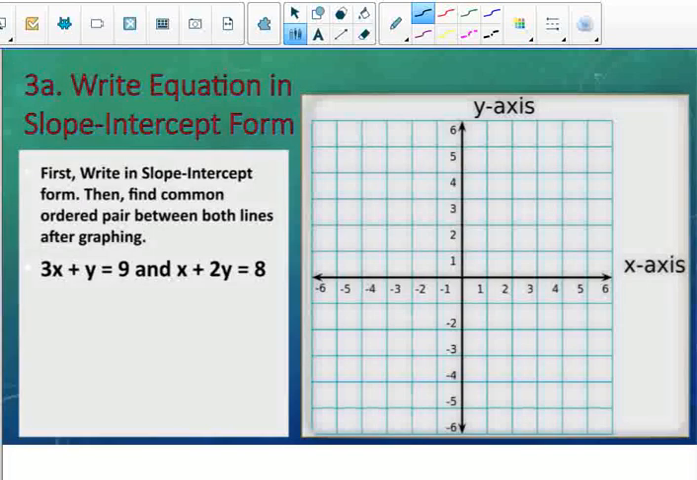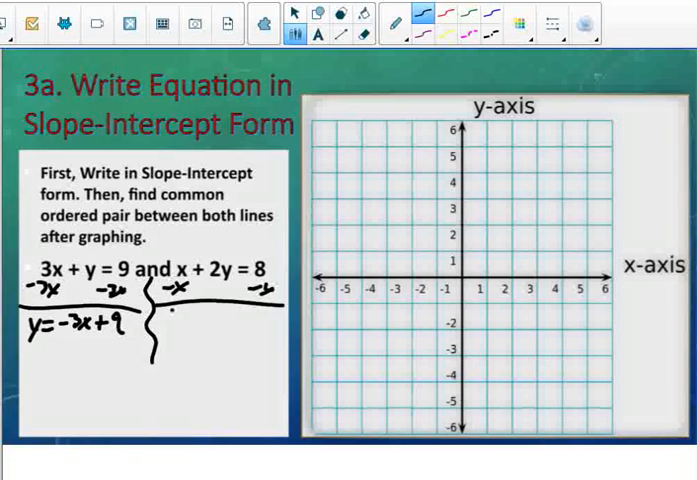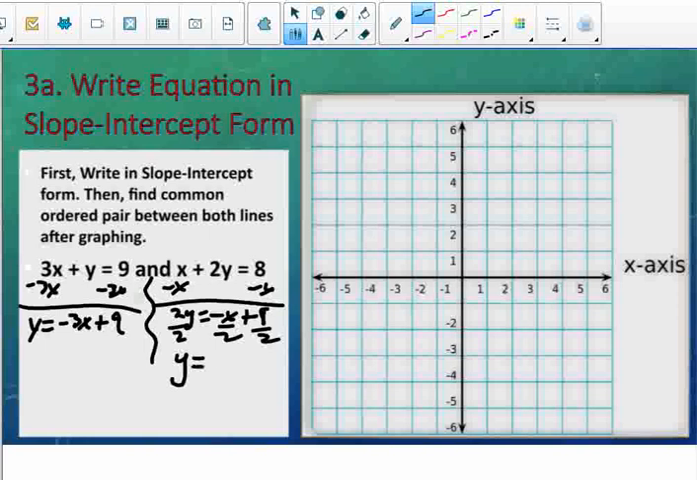And the next one here, both we need to put into y equals mx plus b format, so subtract 3x. So this is y equals negative 3x plus 9. This one, subtract x. 2y equals negative x plus 8. Divide both parts by 2, so y equals negative half x plus 4. Now we can come to our graph here and graph them.